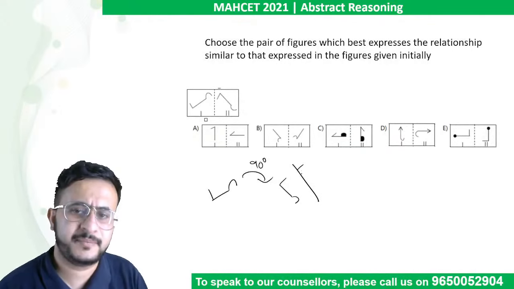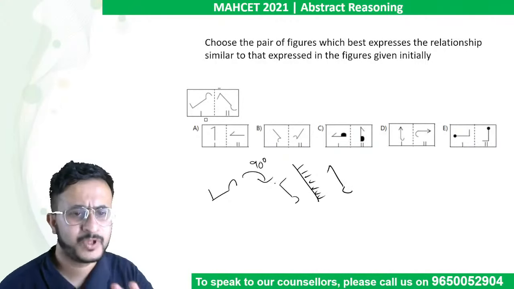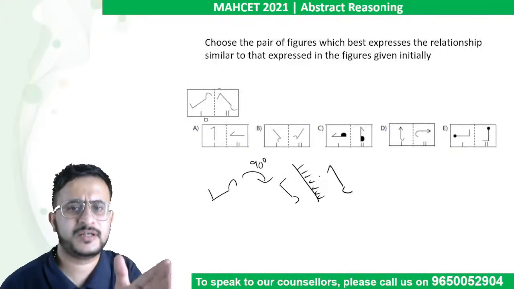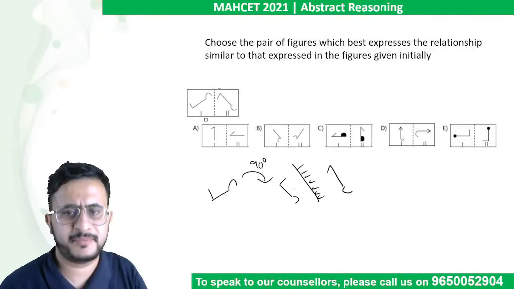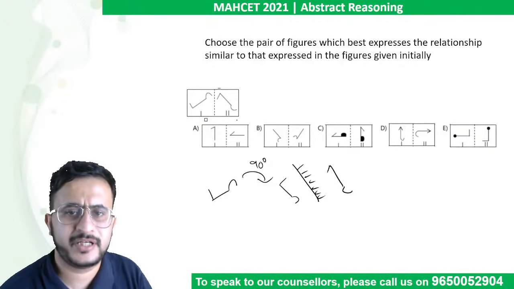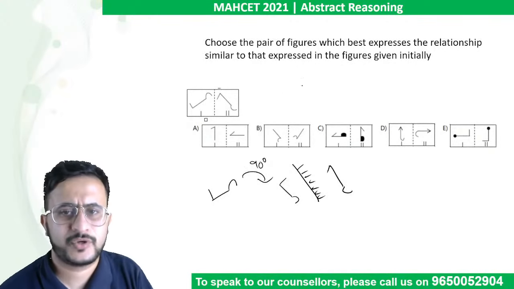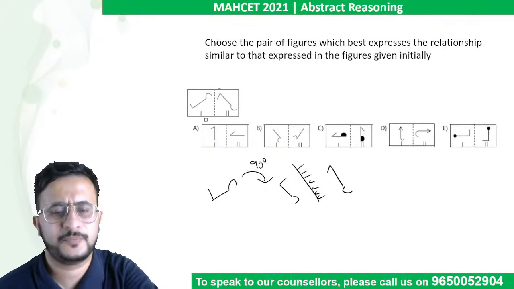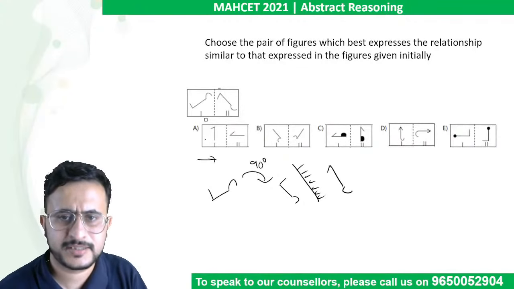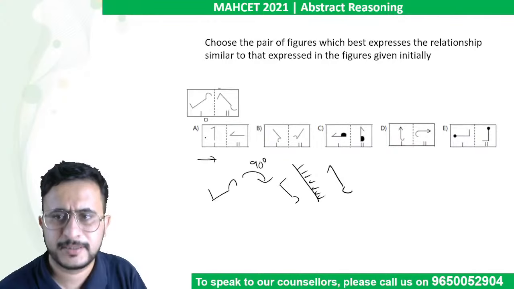If you put the mirror image of this, how will it become? It will become like this and like this. So what we have to do is first rotate by 90 degrees and then take the mirror image of it. If you take the mirror image, you get a shape like this. So if I rotate it by 90 degrees, let us look at option 1. Option 1 becomes like this. Now the mirror image is like this, isn't it?